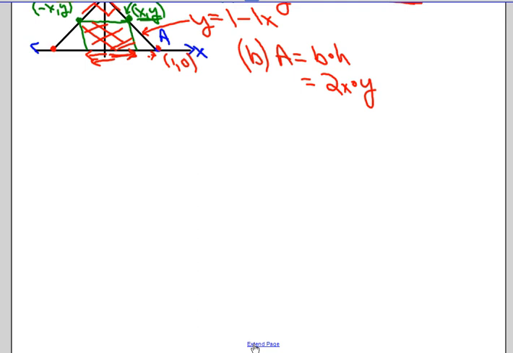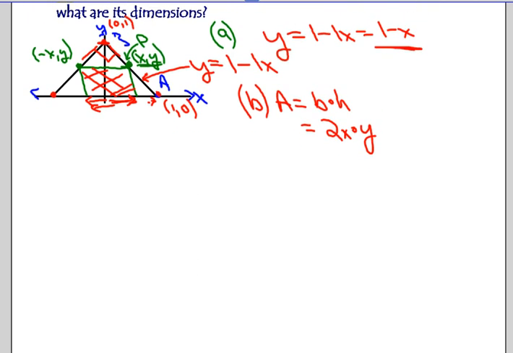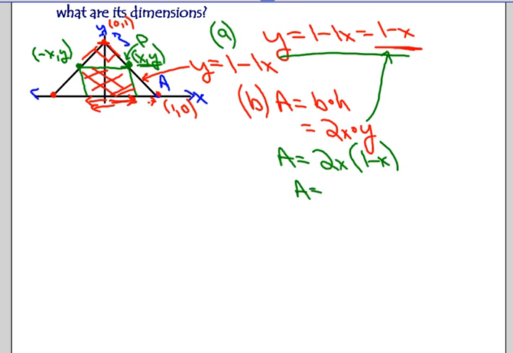But if we read the question, they say express the area in terms of x. So now we look back up at part A. We've just done that. We have y equals 1 minus x. So I sub down here, my area is 2xy. I'll take out the y because y equals 1 minus x. So I get 2x times 1 minus x. I think I'll distribute: 2x minus 2x squared. That takes care of part B.